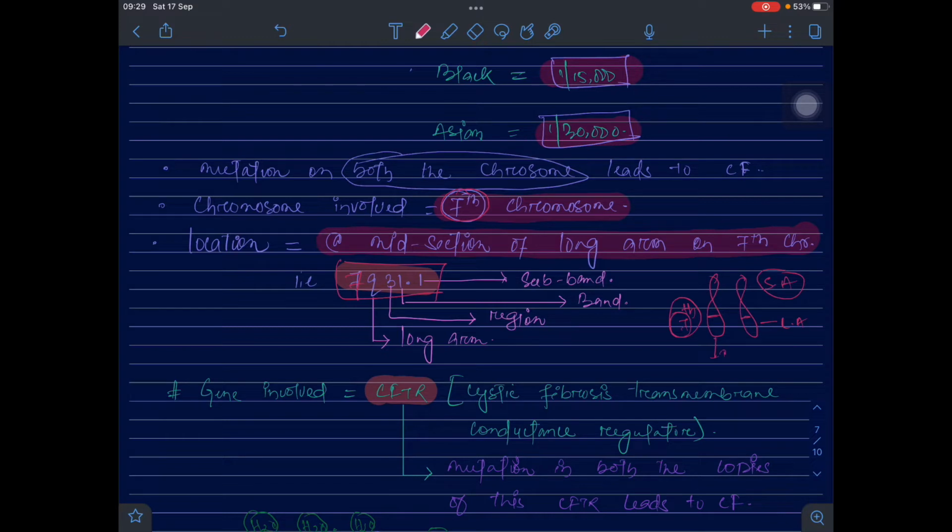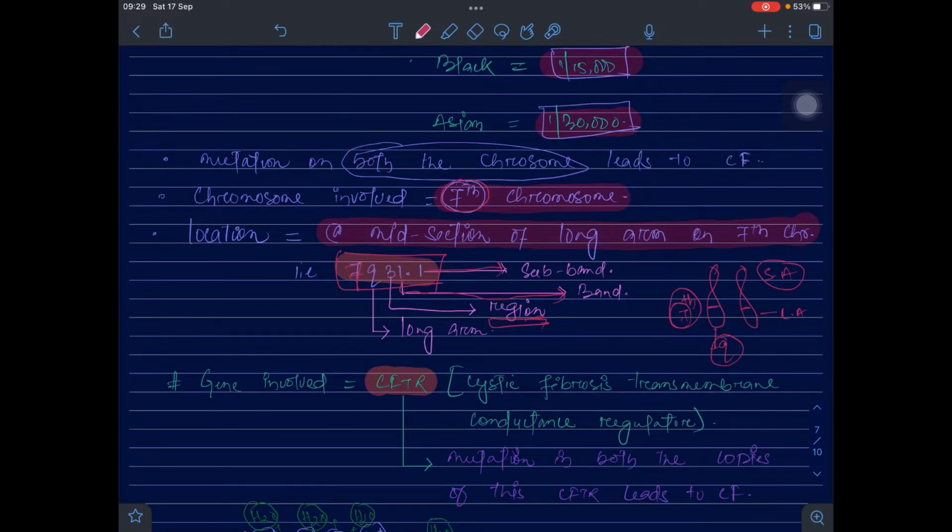Q is the long arm, and 31 means 3 is the region, the third region, and 1 represents the band, and after the dot, the 1 represents the sub band. Please look here, I will write it one more time. The 7th chromosome, in the long arm, in the third region, in the first band, in the sub band it will be 1 again. So if you want to know in which location of the 7th chromosome it is mutated, you can say in the long arm, that is q31.1.